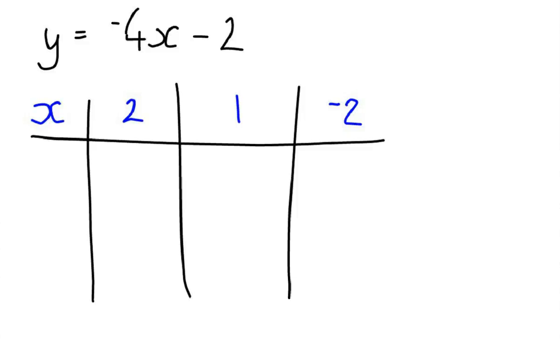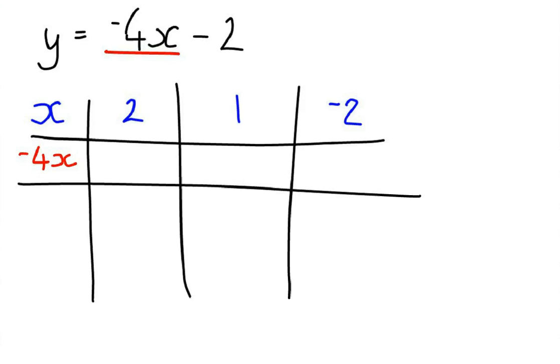Okay, so we've chosen our values for x. The next thing we need to do is the first part of the equation, and include the sign here. So this is negative 4x. So that becomes our next line here. Negative 4x. This bit here. So we're now going to fill in each of these boxes. So negative 4x means negative 4 times x. So if x is 2, negative 4 times 2 gives me negative 8.